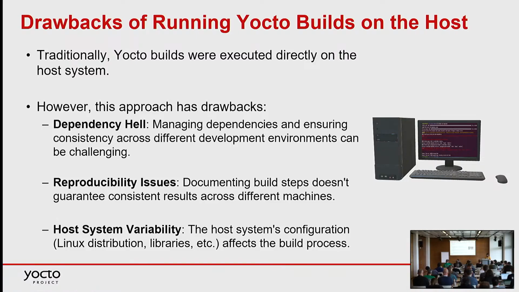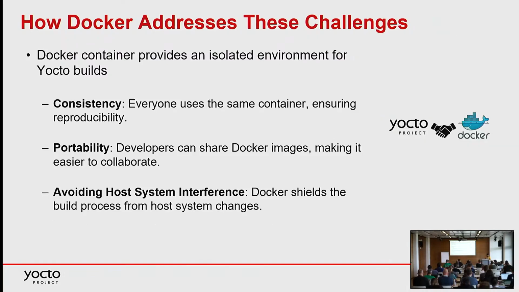So yeah, how can we use Docker to address these challenges? A Docker container provides an isolated environment for Yocto builds. So what it does is provide consistency. We can just build the Docker image, put it onto a container registry, and ensure that everyone pulls the container image and uses the same one. So it ensures that even if you and your colleague are on different distributions, you are still building the Yocto build with the same Docker image, which has the same environment.